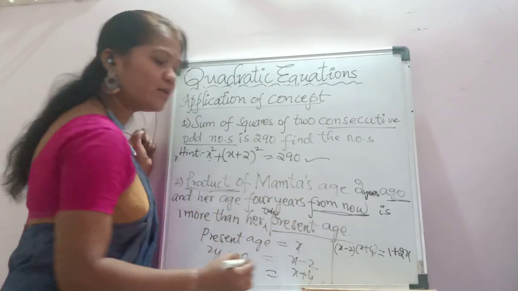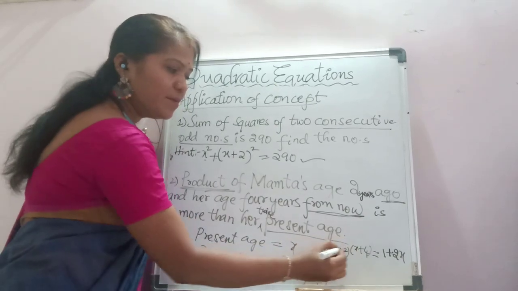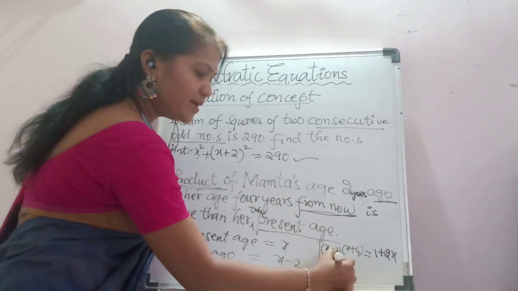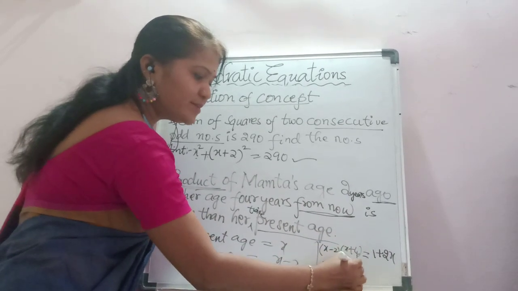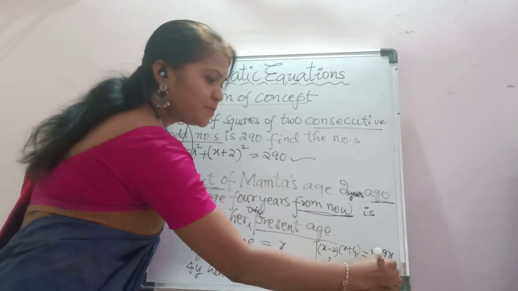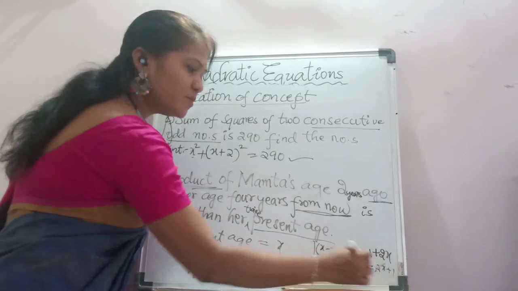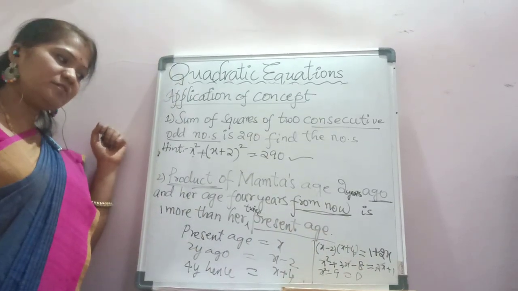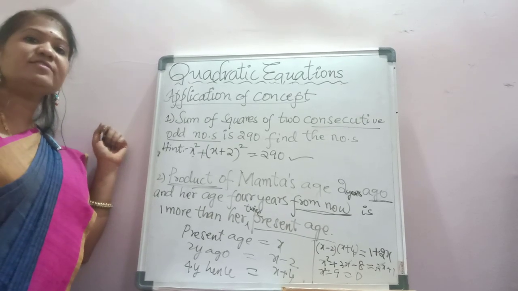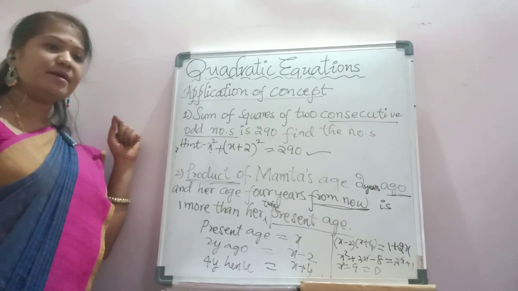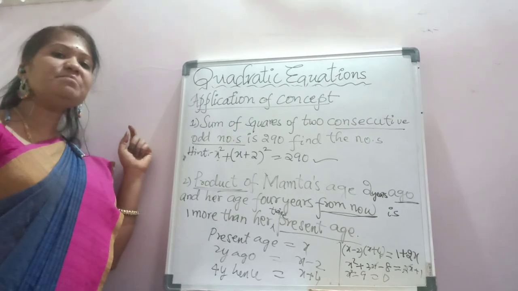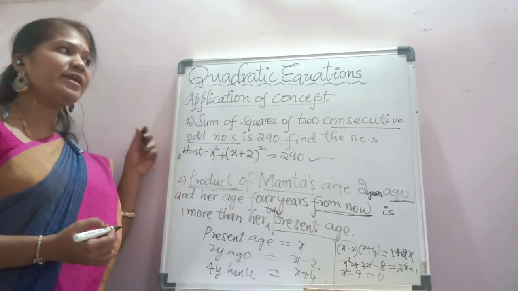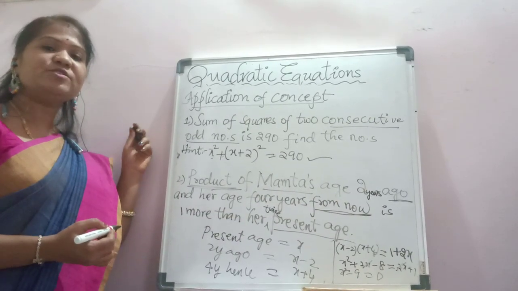So when you simplify it, you will get a quadratic equation, isn't it? So x square plus 4x minus 2x, plus 2x minus 8 is equal to 2x plus 1. So I will be getting x square minus 9 equal to 0, which means x square is equal to 9. x is equal to plus or minus 3. Since the age is not negative, I will be considering the plus 3 value. So Mamta's present age will be 3 years.